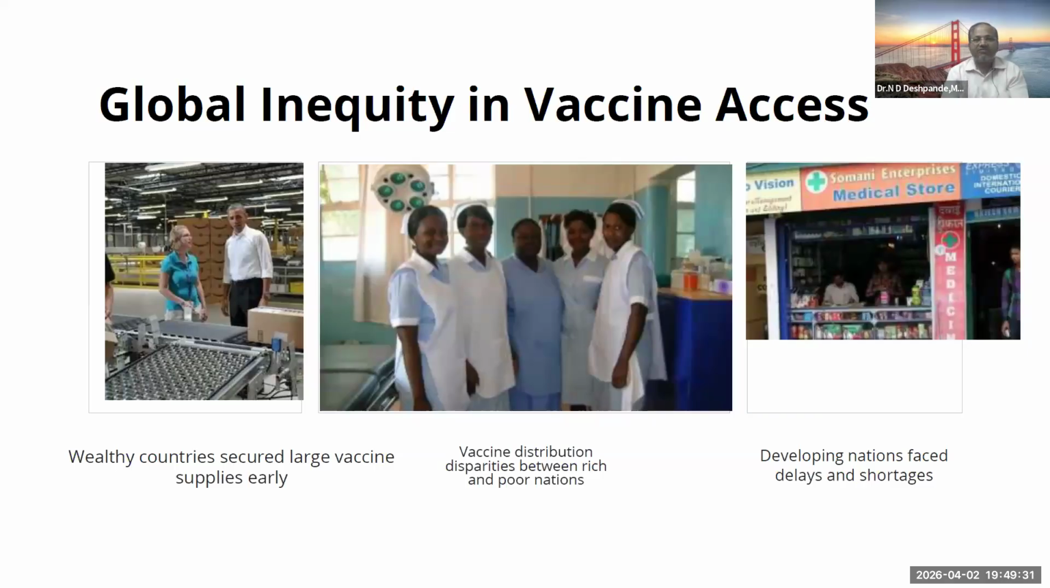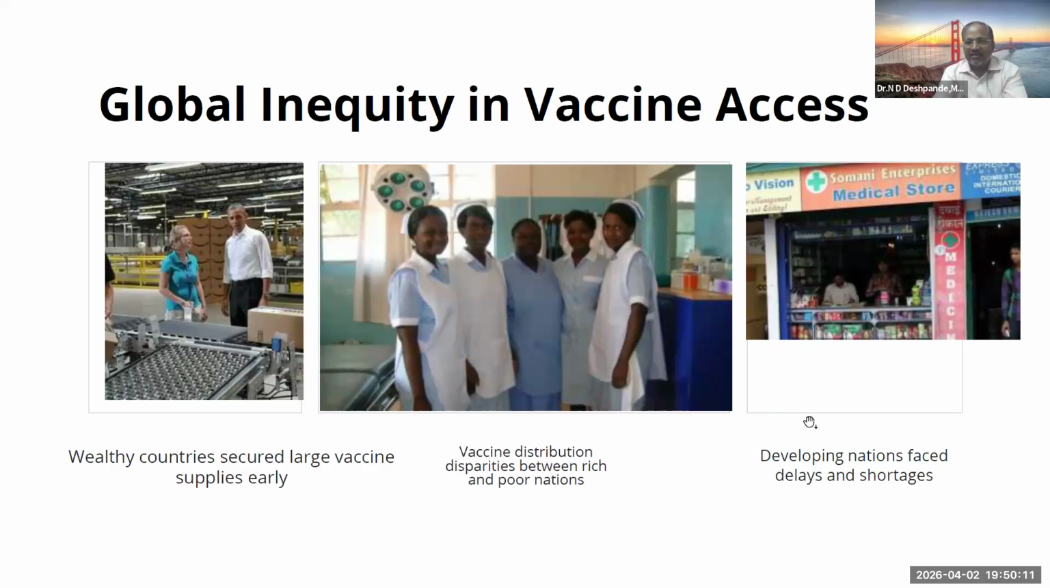Now, we have seen, apart from this, the global inequity in vaccine access. Those are some of the examples apart from the ones which are faced directly by those who are in charge. For instance, wealthy countries secured large vaccine supplies earlier because they had the power of money. They bought all the vaccines. They were the people who assumed that their vaccines are best, whereas the other countries, including India, when we made a vaccine, they started blaming that it was of lower quality. So vaccine distribution disparities between rich and poor nations also emerged during those situations through which many people have gone through.